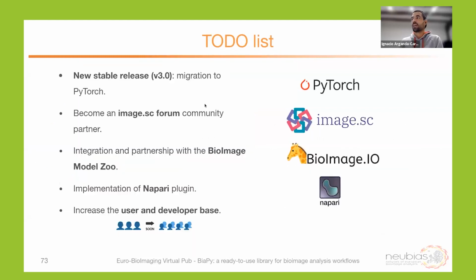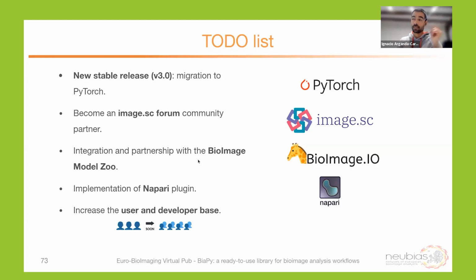And right now, we are moving everything into PyTorch. We started with Keras, but now Danny decided that it was better to run into the trend, which is PyTorch. So we have everything moved to PyTorch already, but we need to test it. So if you want to try it, I would be very happy. And we have to make a new stable release for it. We want to partner with the Image.sc forum, so we can redirect all the questions and doubts to the forum. Want to also integrate and partner with the BioImage Model Zoo too.